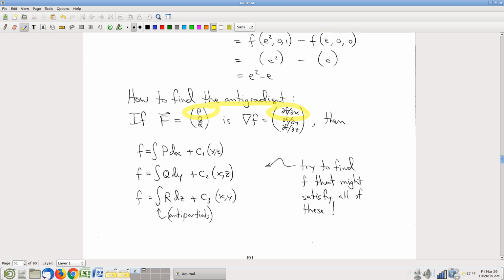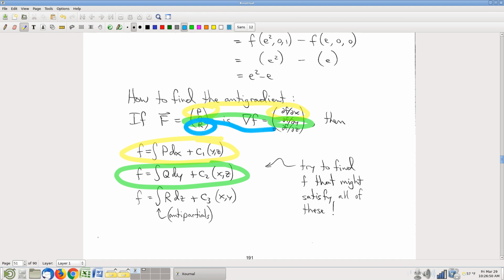That P being the x partial of f is equivalent to f being the x antipartial of P plus a function of y and z. And then likewise for the other coordinates. So this Q would have to be the y partial of f. Well, that means f must be the y antipartial of Q, plus anything whose y partial is 0. In other words, any function of x and z. And then likewise, the R component, if it's going to be a z partial of f, then f has to be the z antipartial of R.